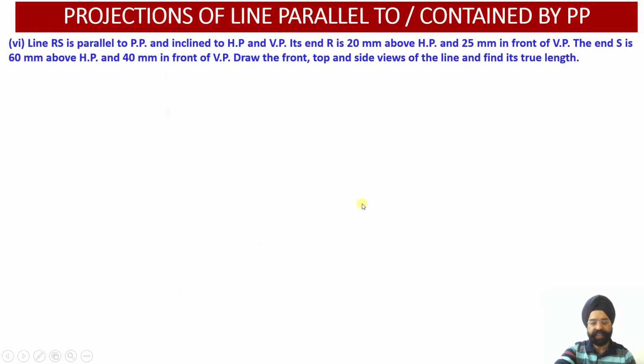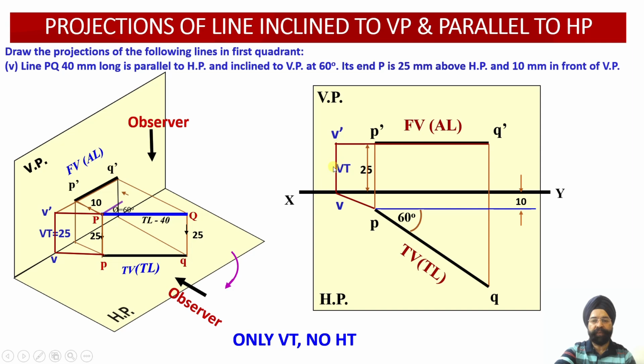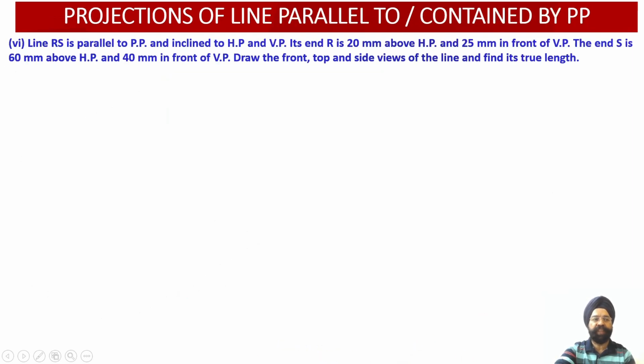So this distance which I obtain over here will be VT, and VT is equal to 25 millimeter. And this line will not have any horizontal trace because it is parallel to HP. It is not going to intersect with HP.